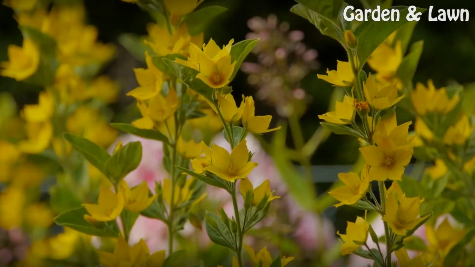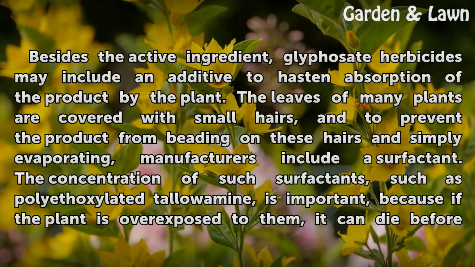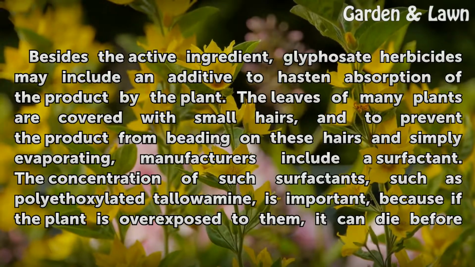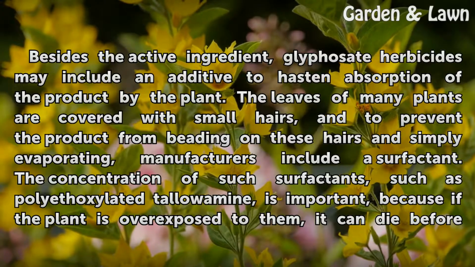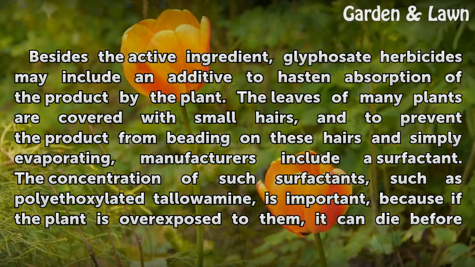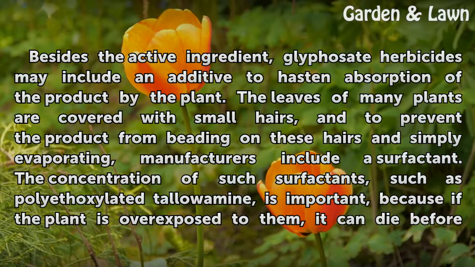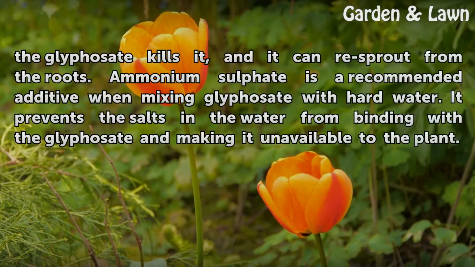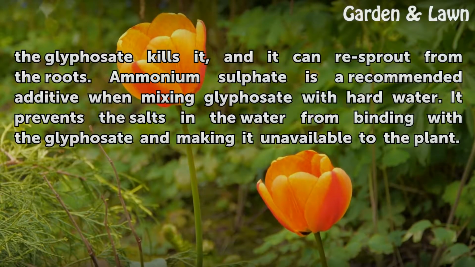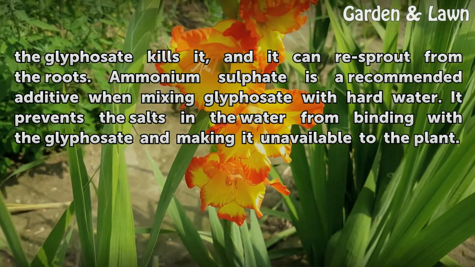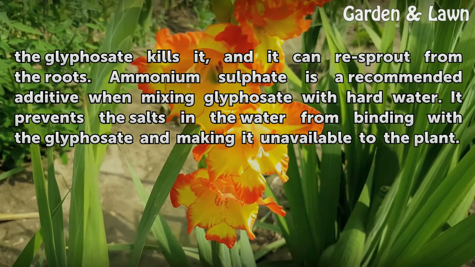Additives. Besides the active ingredient, glyphosate herbicides may include an additive to hasten absorption of the product by the plant. The leaves of many plants are covered with small hairs, and to prevent the product from beading on these hairs and simply evaporating, manufacturers include a surfactant. The concentration of such surfactants, such as polyethoxylated tallowamine, is important, because if the plant is overexposed to them, it can die before the glyphosate kills it, and it can resprout from the roots. Ammonium sulfate is a recommended additive when mixing glyphosate with hard water. It prevents the salts in the water from binding with the glyphosate and making it unavailable to the plant.